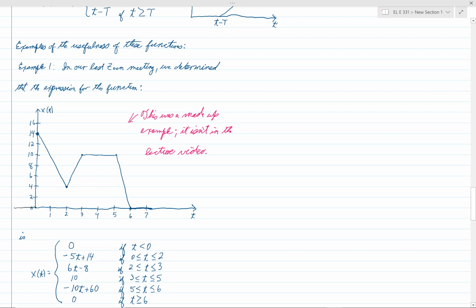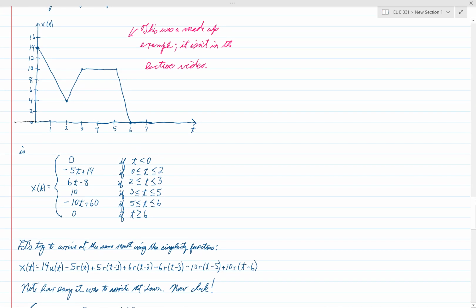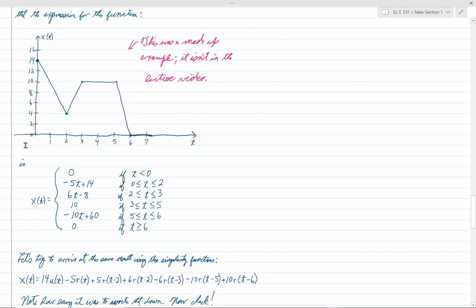There. So we're going to take that function to be 0 everywhere to the left of 0, but to the right of 0, it is as shown here. So how do we write down the expression for this? Well, the first thing we see is that at 0, we have a sudden jump. We jump up by 14 units at t equals 0.